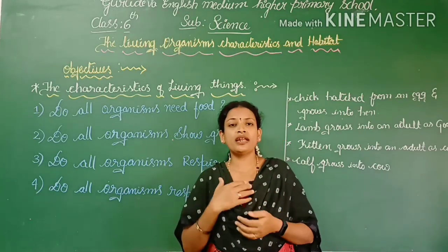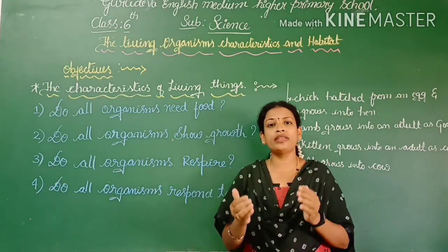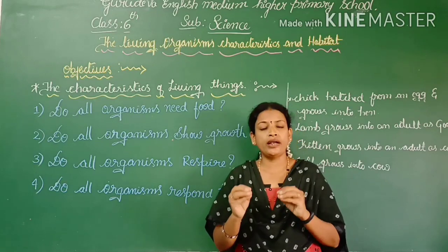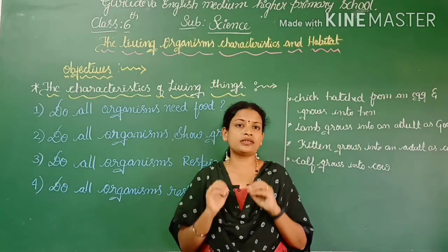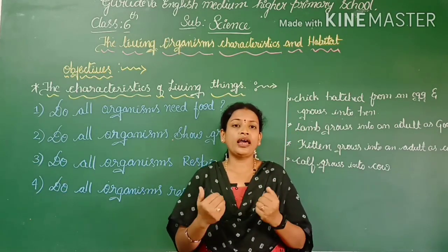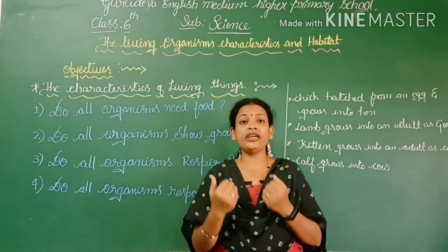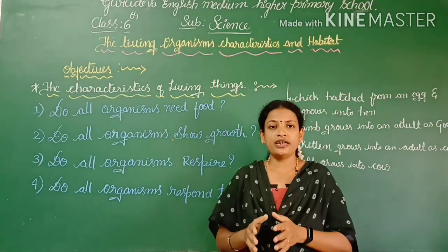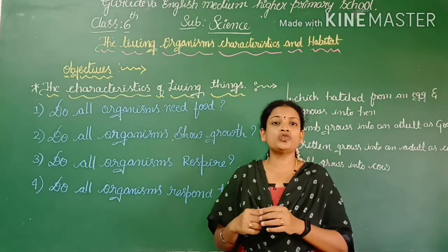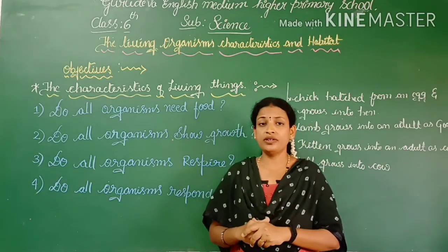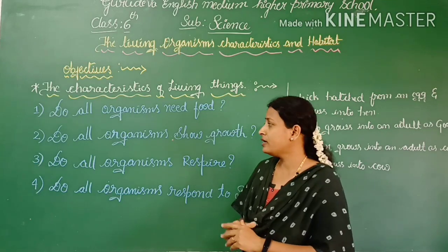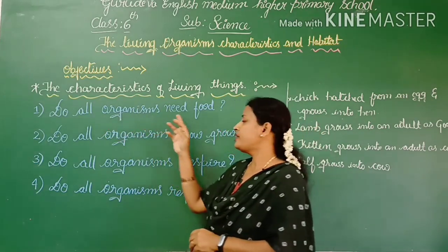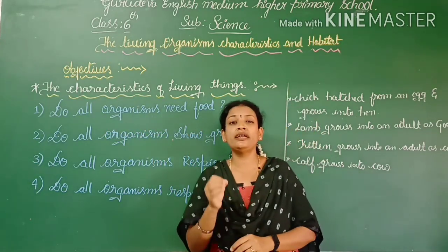If we consider plants, they prepare their food themselves. That process is called photosynthesis. In the same way, animals depend on plants for food. Combining these two statements, we finally decide that all organisms must and should need food.